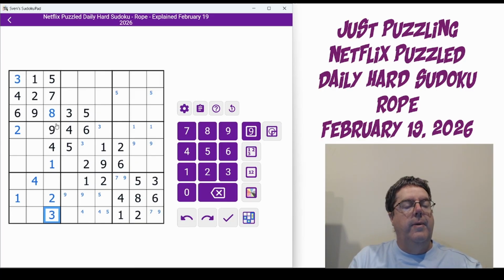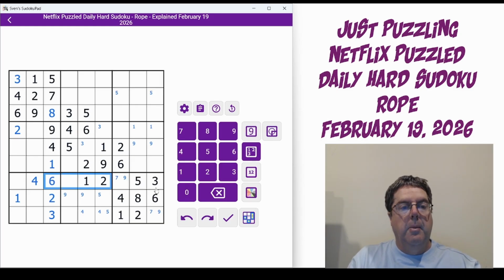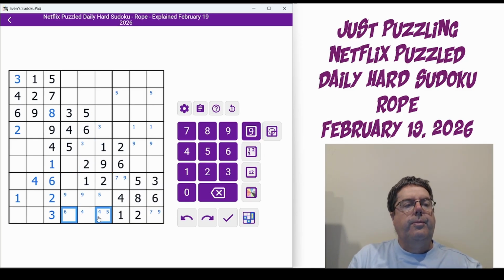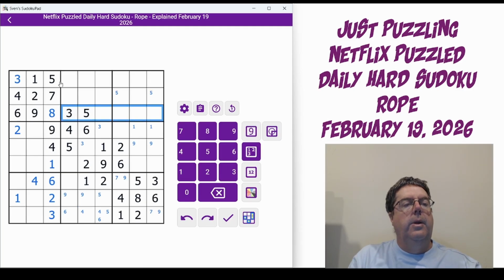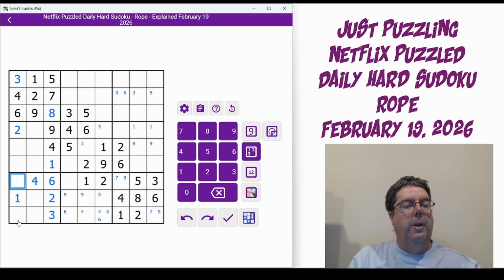4, 5, 6. So the other number that we need is a 6. So 6 is there. 6 comes across here. 6 comes across here. 6 comes down here. So 6 is one of these two. 3 comes across here. 3 comes across here. 3 comes up here. So 3 is one of these two. 3, 4, 5, 6, 9. So 9 comes down here. So 9 is one of these two.